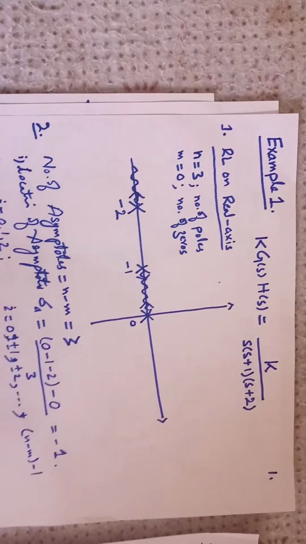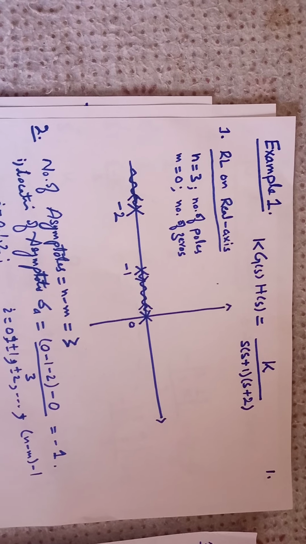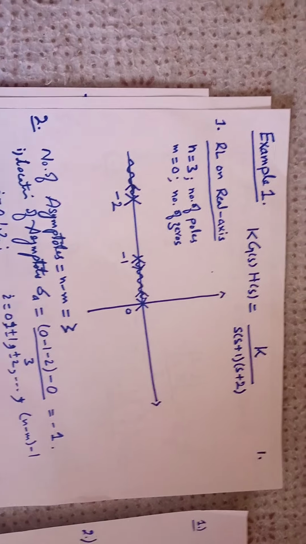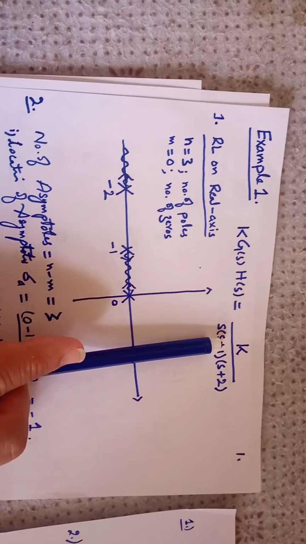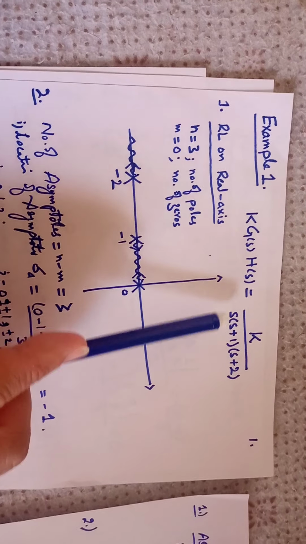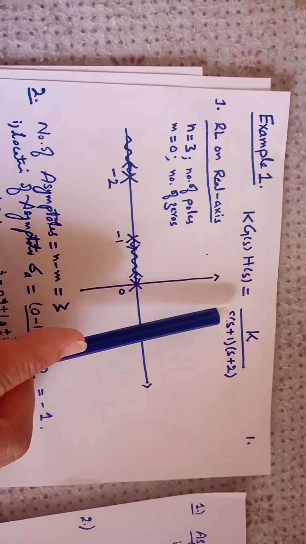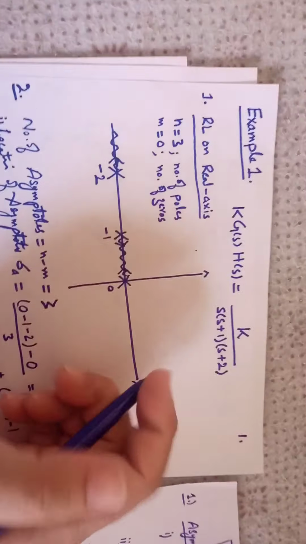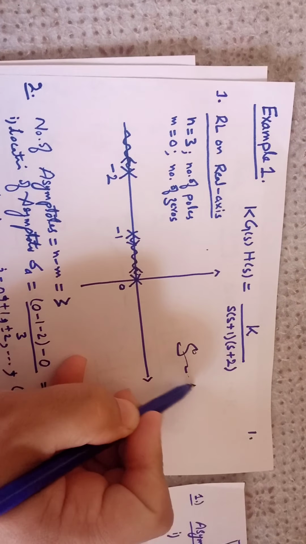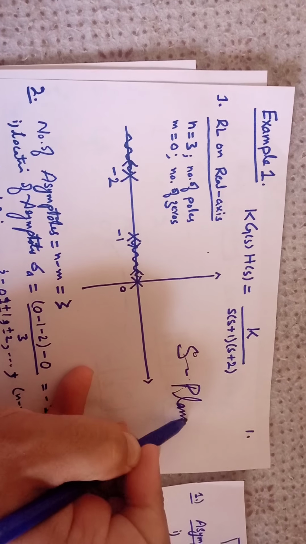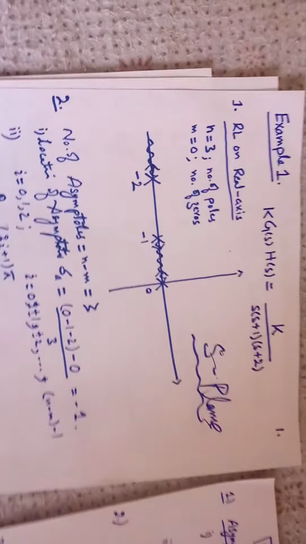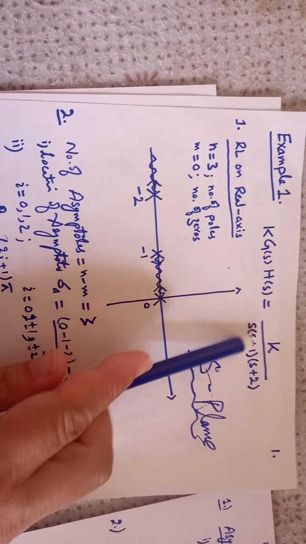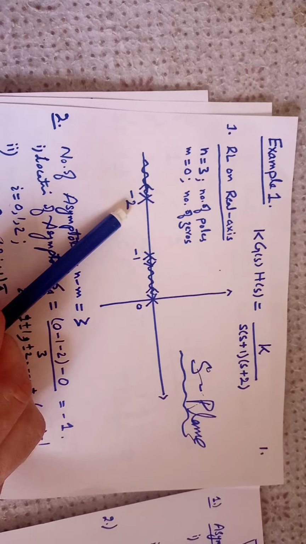I just wrote the example in terms of K, G(s), H(s), because this is the basic information that we need to draw the root locus. From here we know that there's no zero, only poles. So one pole is at the origin. I draw it in the S plane. So this is my S plane. First pole I draw at 0, then -1, then -2. So this is the first step.